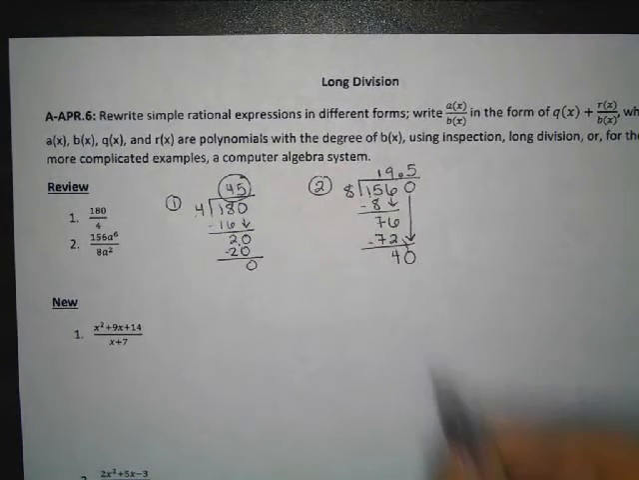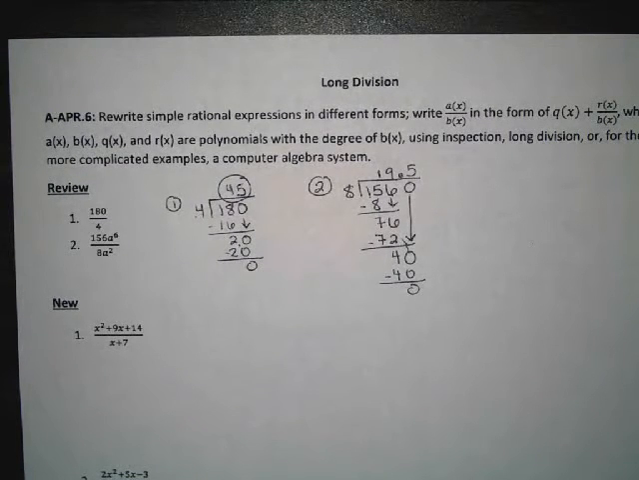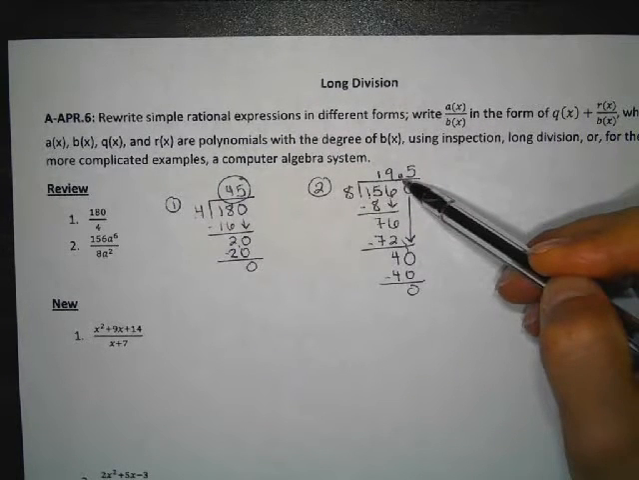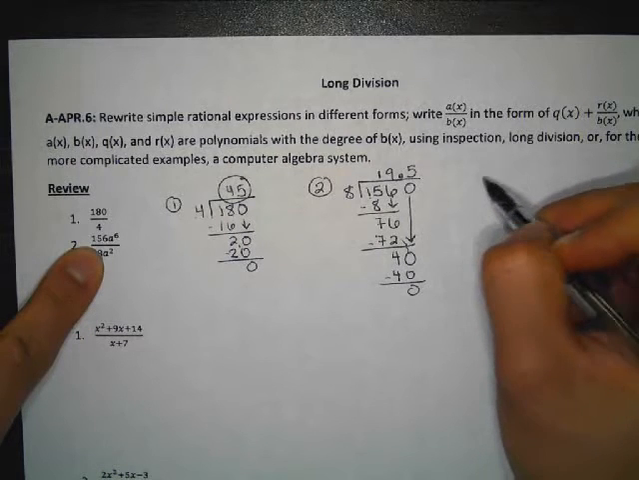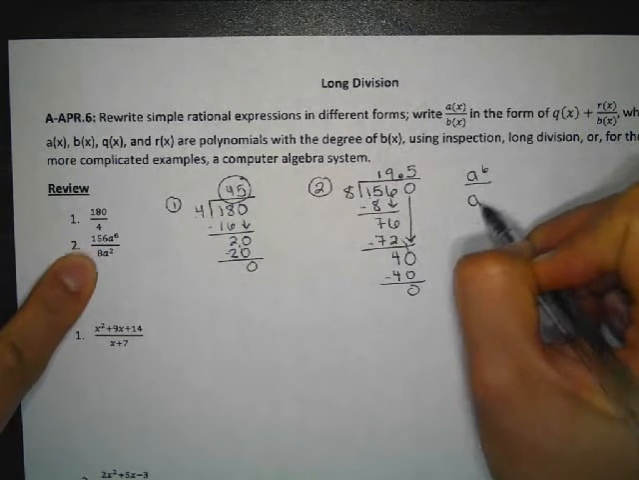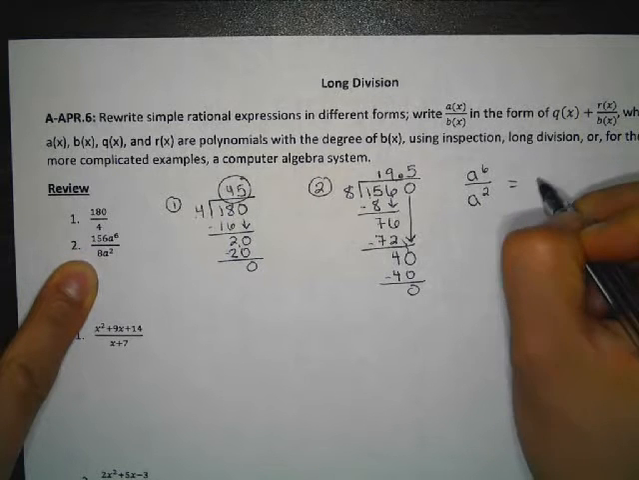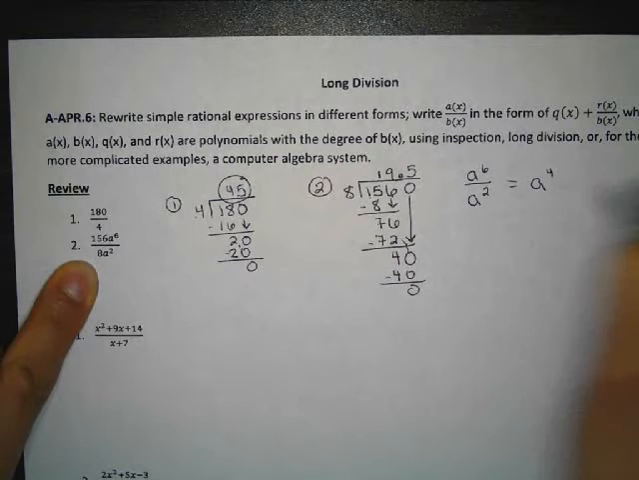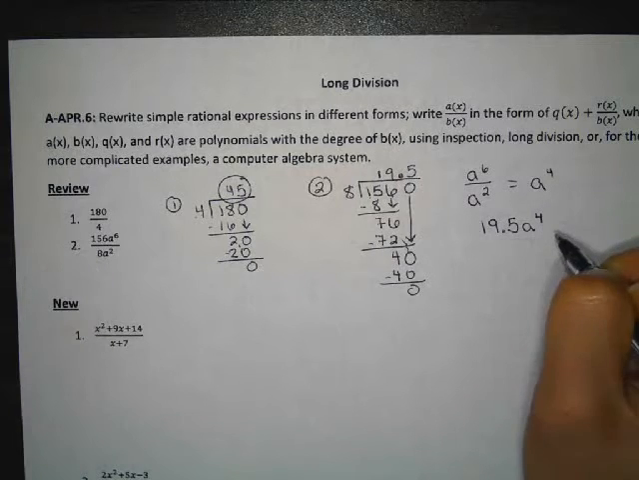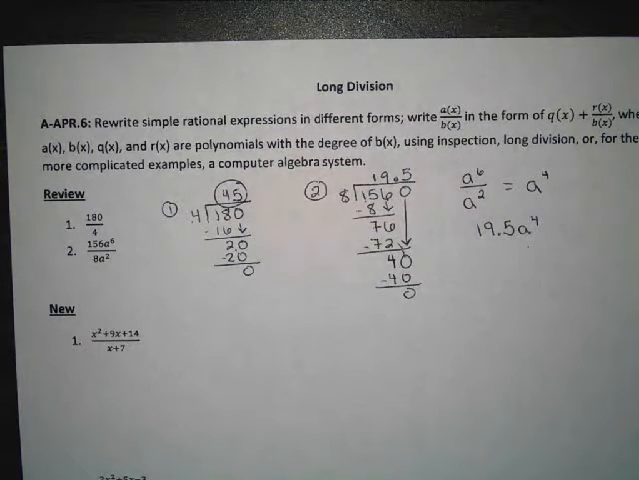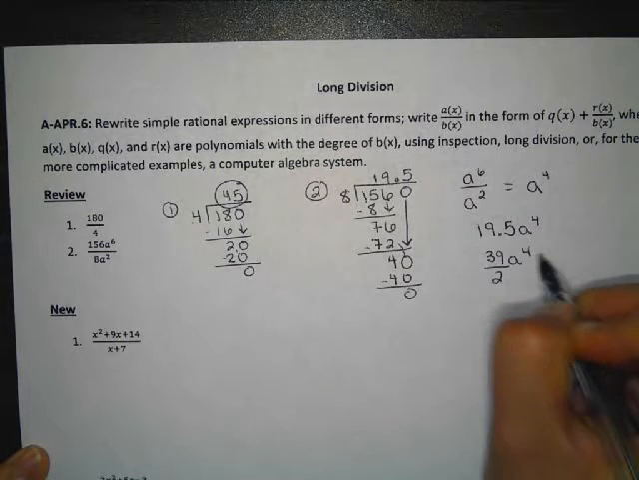So our answer here would be 19.5, because there's a remainder of 0 there now, which is why we would stop. It would be 19.5. And then we have a to the 6th divided by a squared, and hopefully you remember your rules of exponents. All we got to do is subtract those, which gives me a to the 4th. So our answer would be 19.5 a to the 4th. And of course I'd want you to change that to a fraction, which is 39 over 2 a to the 4th.